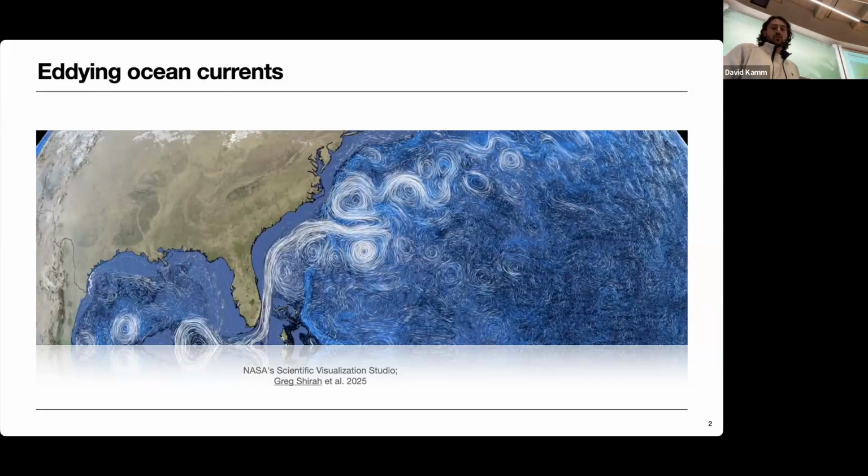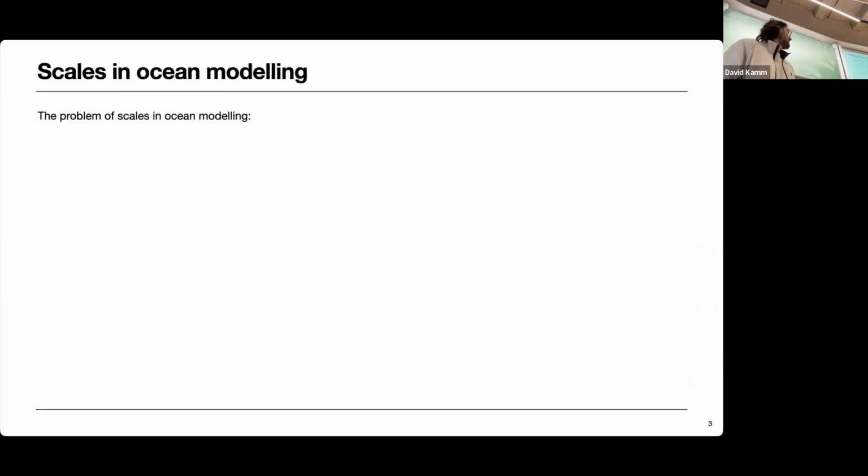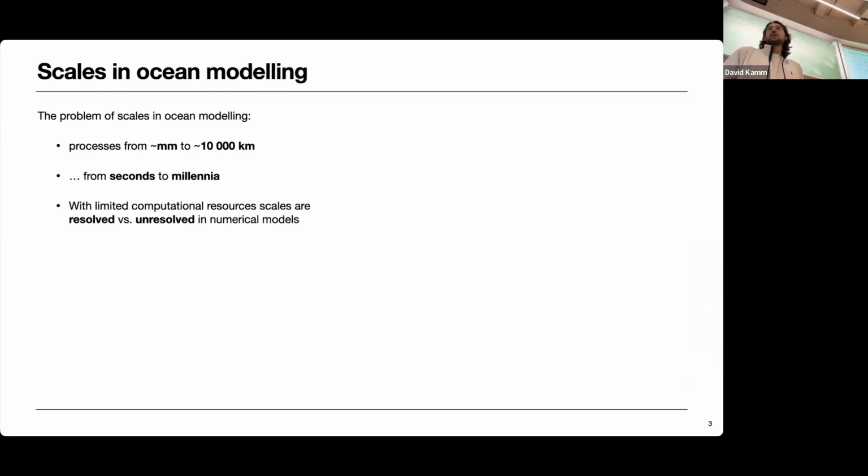This brings me to the problem of scales in ocean modeling. That problem is that we try to simulate processes that range from millimeter scale to 10,000s of kilometers, so to global scales, and also from a temporal scale from seconds to millennia. So there's always this trade-off between what we can actually resolve in the models and what we cannot resolve. There's always a resolved part and an unresolved part.